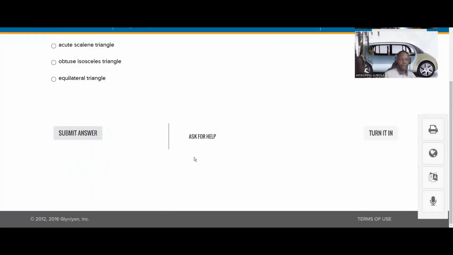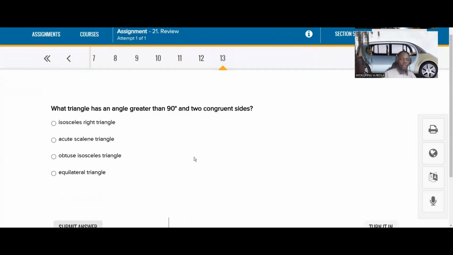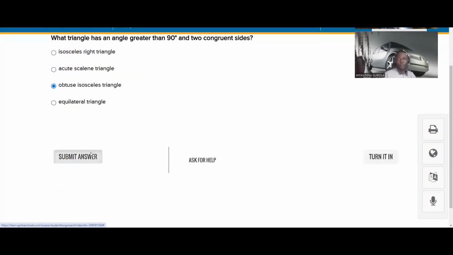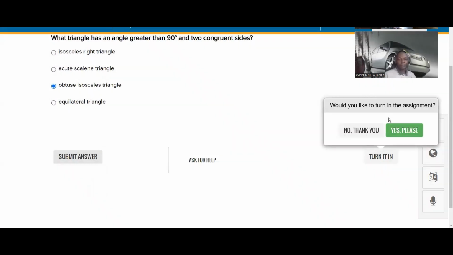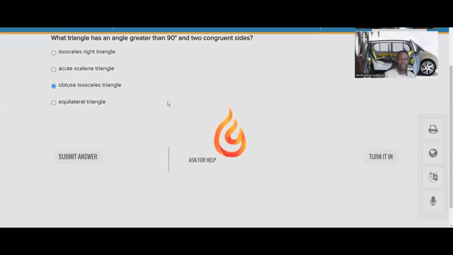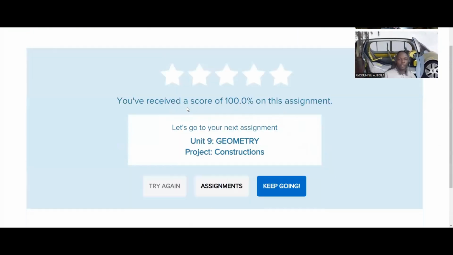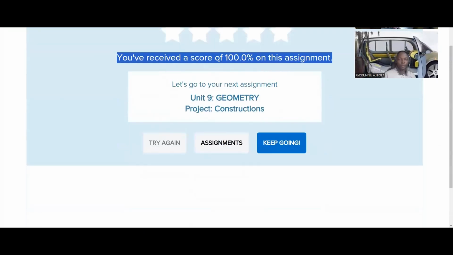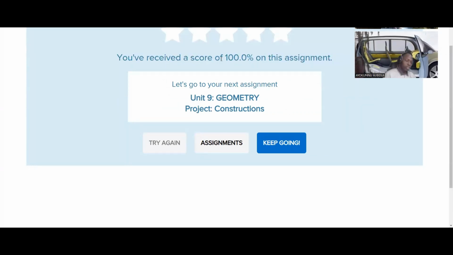Then what triangle has an angle greater than 90 and two congruent sides, two equal sides? So this will be isosceles, obtuse isosceles, okay, because it's greater than 90. Is that clear, Miggy? So let's turn it in and see what the score should be. What is the score for this? 100. And that means you should always concentrate so that you can always get whatever you want.